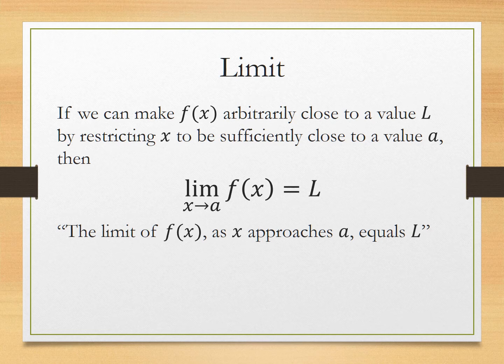So this is the mathematical notation, and this is how you say it in English. If you can make the function f arbitrarily close to a value L by restricting x to be sufficiently close to a value a, then we say the limit of f as x approaches a equals L. So that's the definition. If this is the first time you see the definition, it's probably hard to understand what it really means. So it's probably easier to see a diagram.